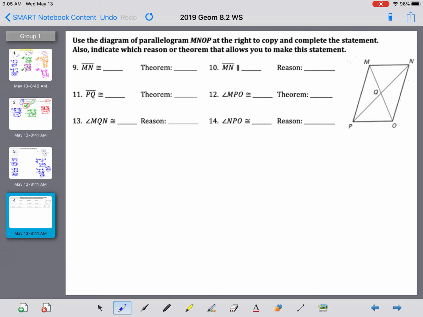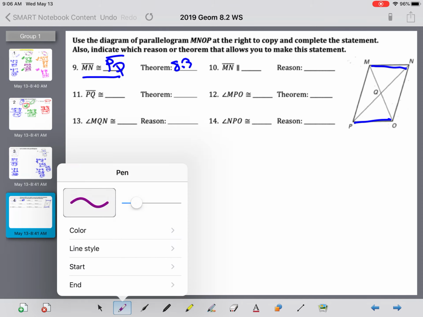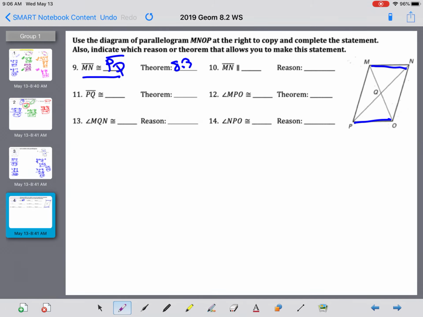Last one here. We're just going to go ahead here at MN. MN is going to be congruent to PQ. And that's Theorem 8.3. I'm going to switch colors for each one here. Number 10, MN is parallel to PQ. And the reason is definition of parallelogram. By definition, a parallelogram has opposite sides parallel.